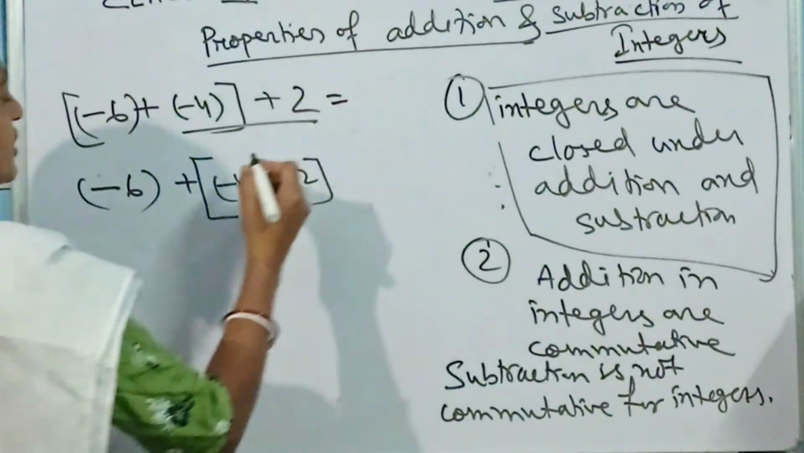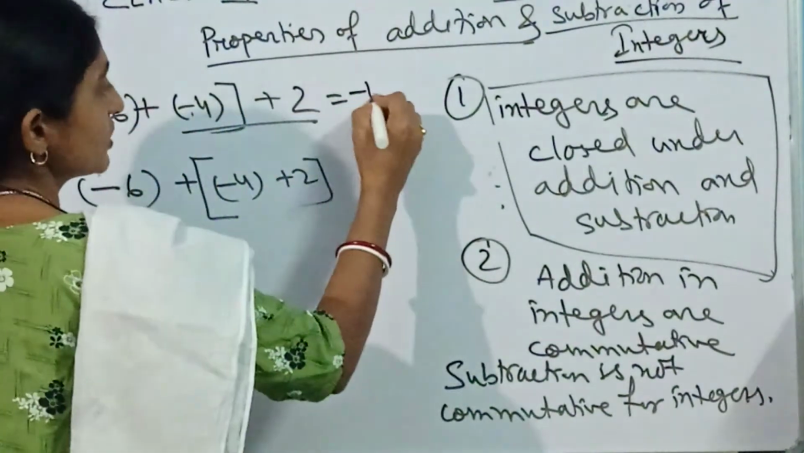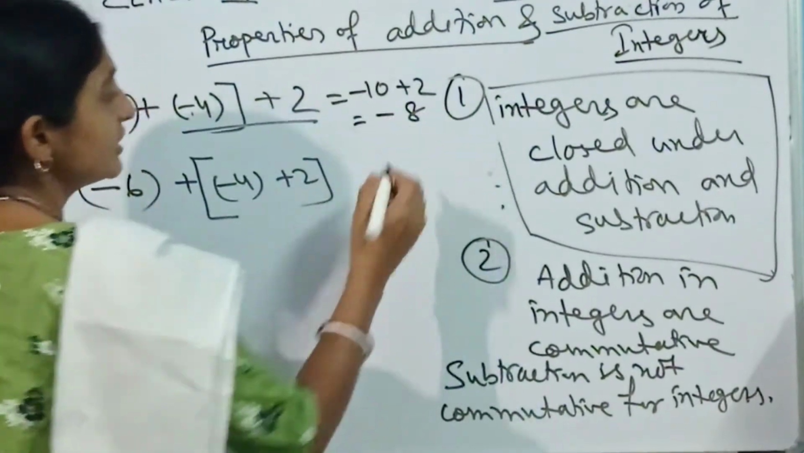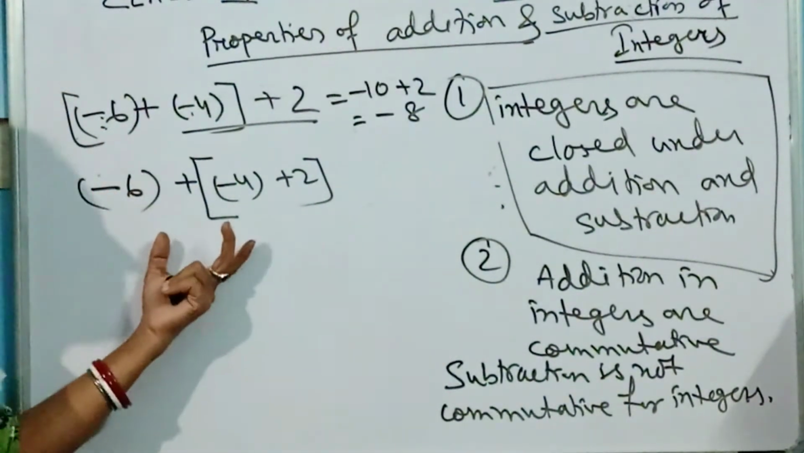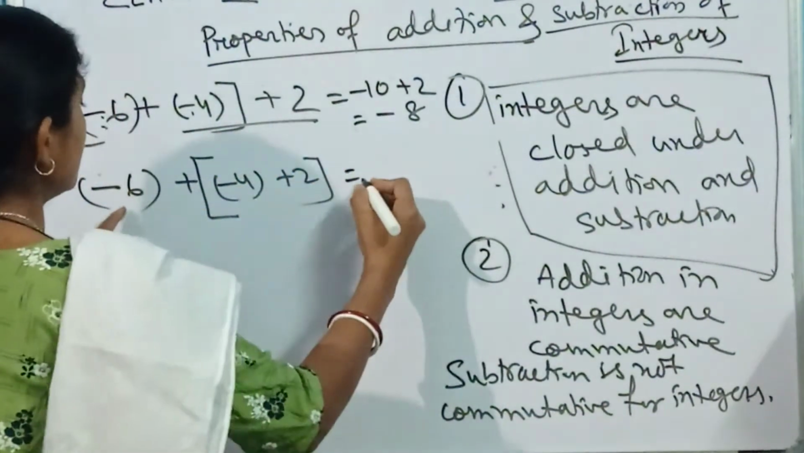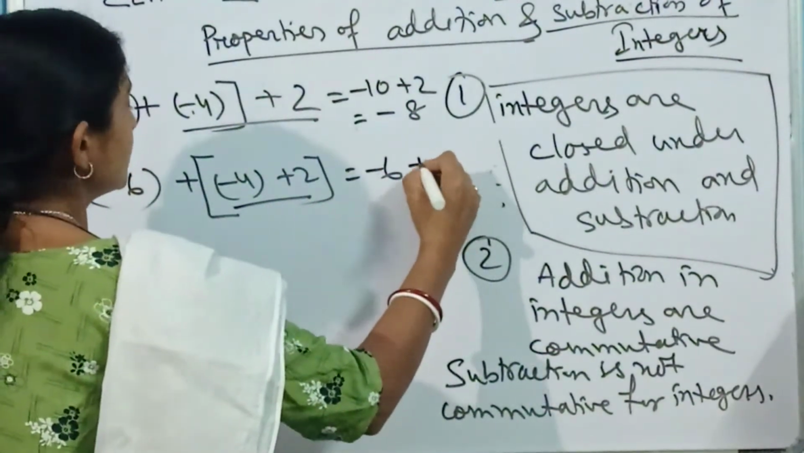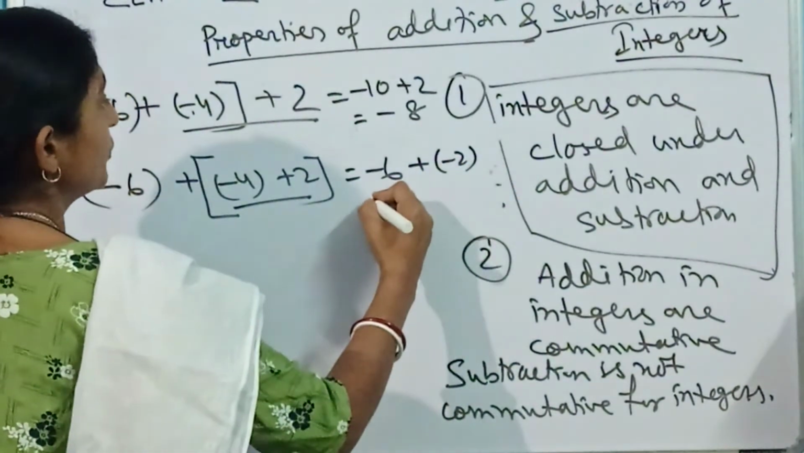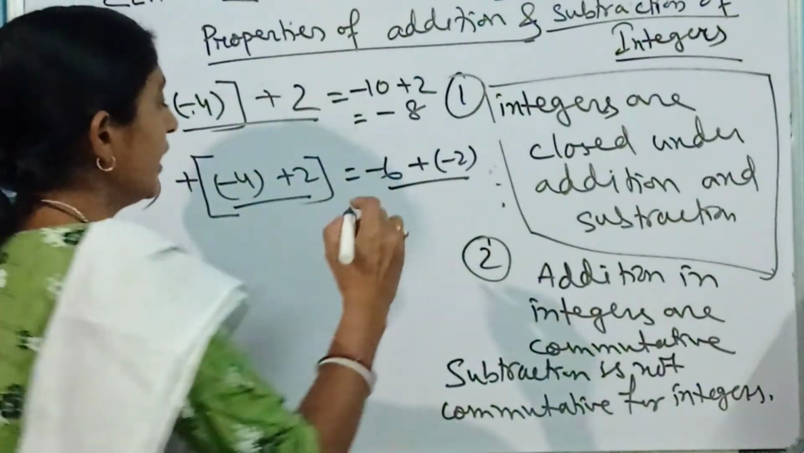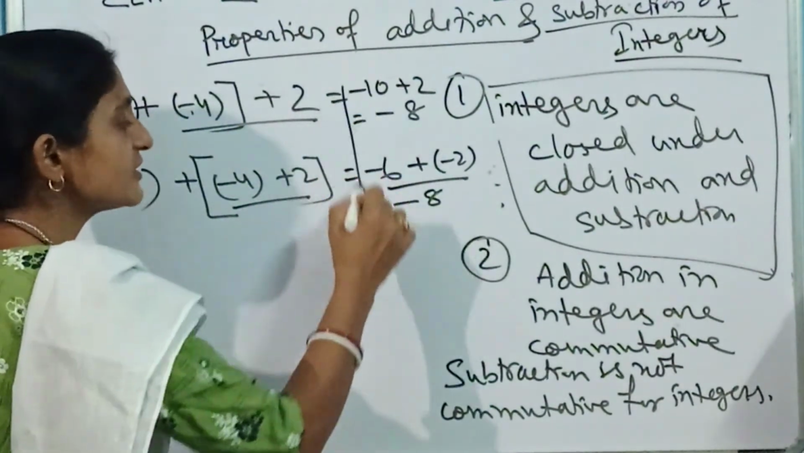In the first case, if I am solving these two, -6 and -4, that means it will be -10, and that one is +2. Ultimately, what will be the result you will get here? That is -8. Okay, come to the second situation. What will happen when I have changed their grouping? Here it is -6, and by calculating these two, that is equal to plus -2. When I am adding these two, both of them have the negative sign, so the value will be added, and what you will get? It will be -8. Are you getting the same answer in both the cases?